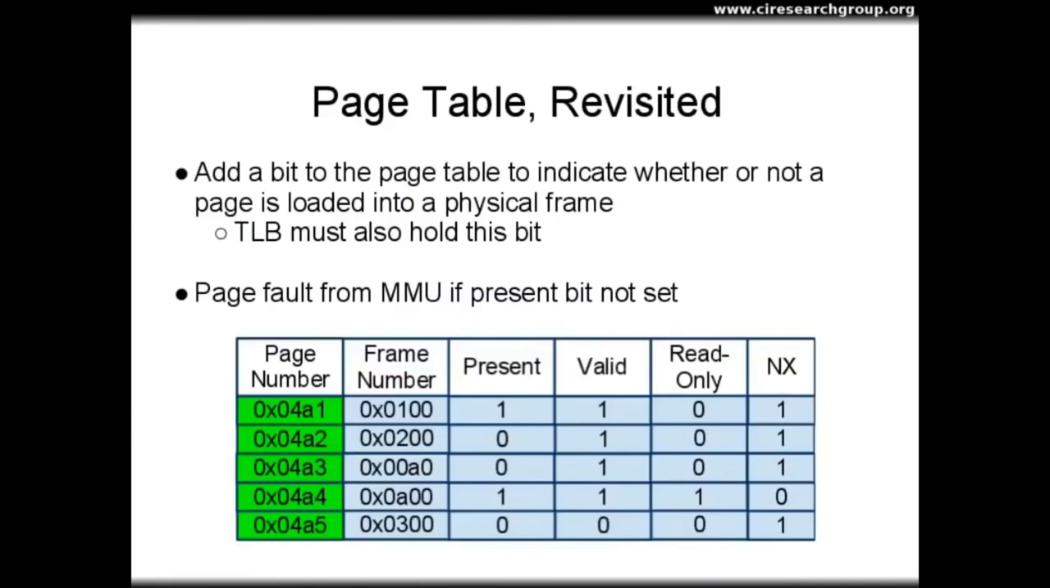In order for the MMU to be able to detect situations in which a requested memory frame is not physically present in RAM, an extra bit must be added to the page table. This bit is set to 1 whenever the contents of a logical page are present in a memory frame. If the present bit is 0, the page has been swapped out to the backing store. For efficiency reasons, the TLB entry corresponding to a row in the page table must also store the present bit.